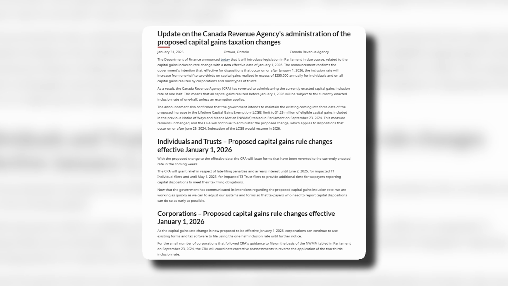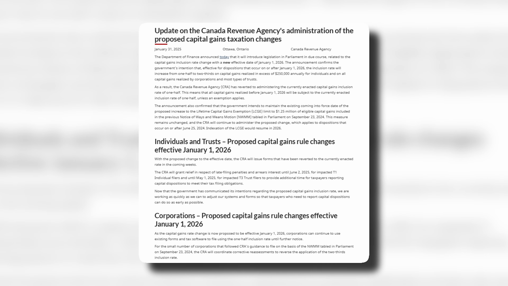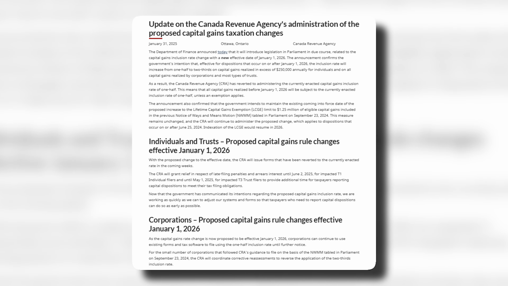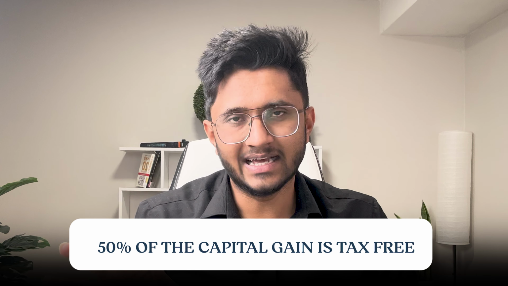Now the CRA is changing the capital gain tax rules from January 1st, 2026 onwards. They are bringing a new inclusion tax rate. So let's understand the before and after picture. Before, the current scenario is 50% of the capital gain is tax free, 50% of that income will be added into your income and taxed at a slab rate.